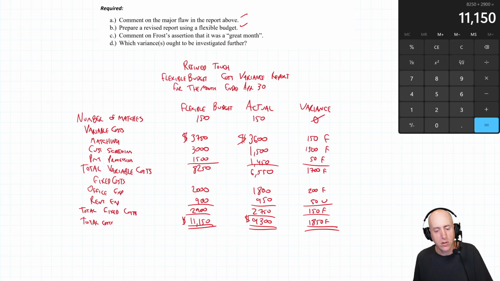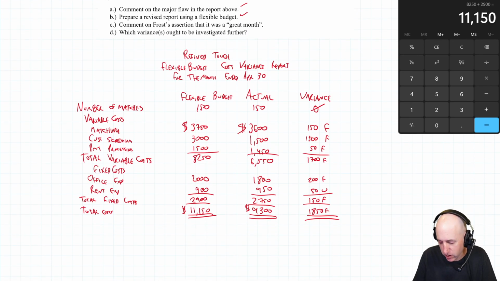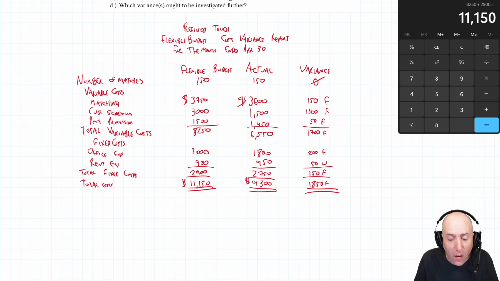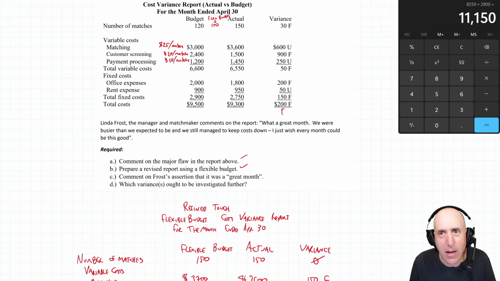Comment on Frost's assertion that it was a great month. Well, if she's basing her great month based on this, it was better. She did fantastic in terms of keeping her costs under control, right? So if she liked this report, she's going to love this one. Normally, when somebody in these accounting questions says, oh, it was a great month, we, the accountant, get to bring them bad news. But here I have good news for Frost.